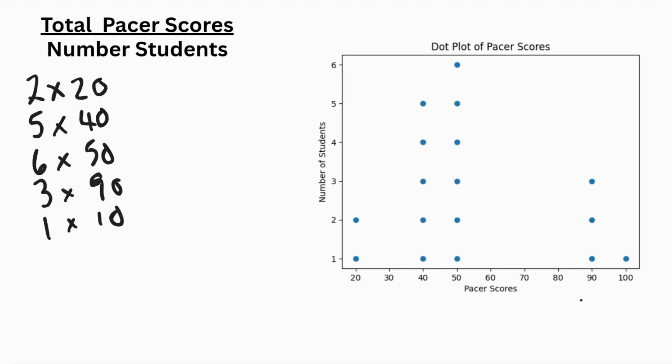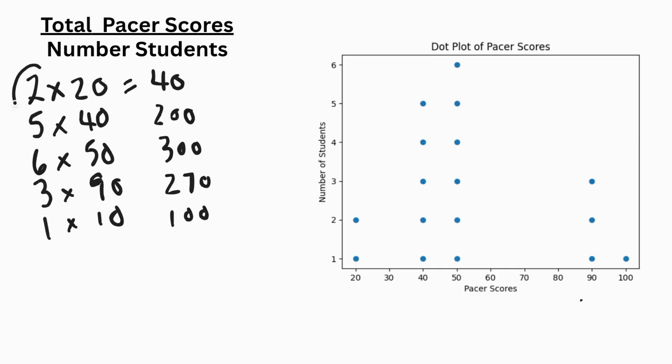So now let's start multiplying some. We have 2 times 20, which is 40. And then we have 5 times 40, which is 200. Then we have 6 times 50, which is 300. Then 3 times 90, 270, and 1 times 100 is 100.